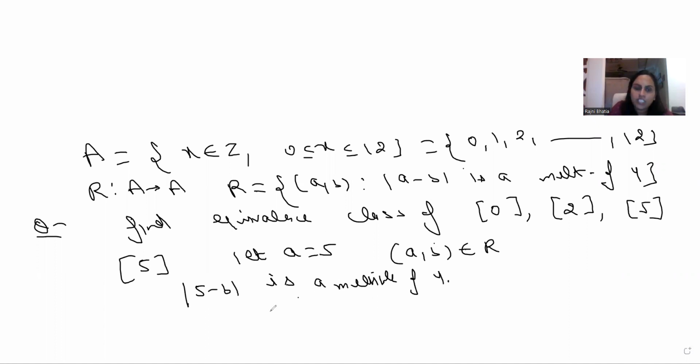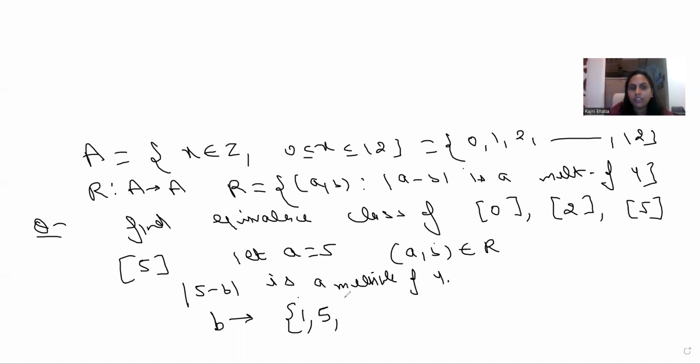Modulus of 5 minus B is a multiple of 4. So let us see what are the possible values that B can take so that modulus of 5 minus B is a multiple of 4. Let's start from 0. 5 minus 0, then we'll move to 1. 5 minus 1 will give you 4, which is a multiple of 4. Then 2, 3, then we'll move to 4, then 5. 5 minus 5 is going to give me 0, which is a multiple of 4. So I'll take 5 as my element.